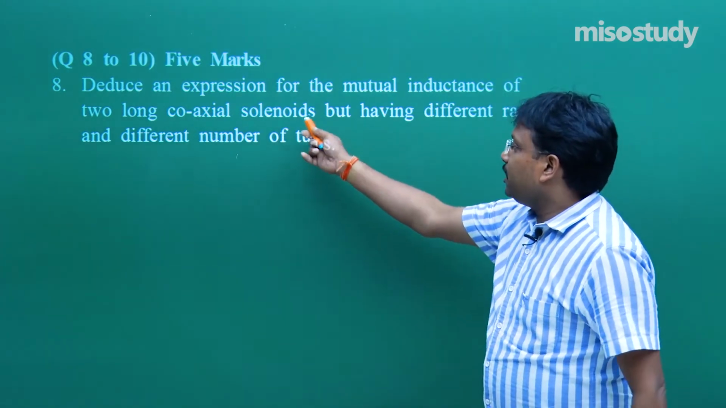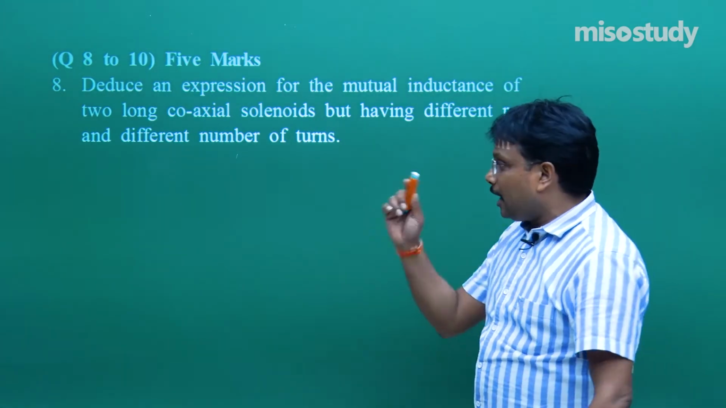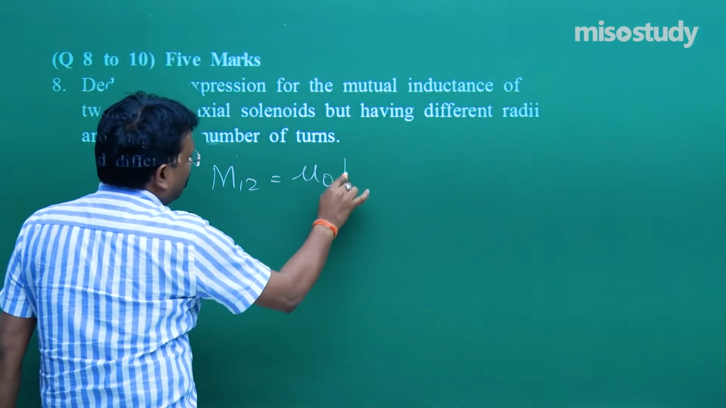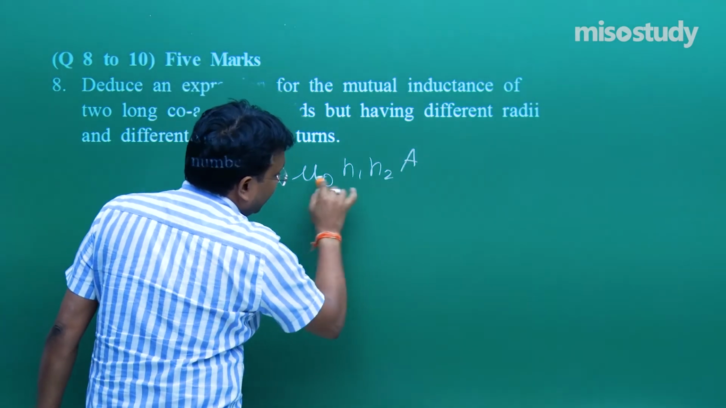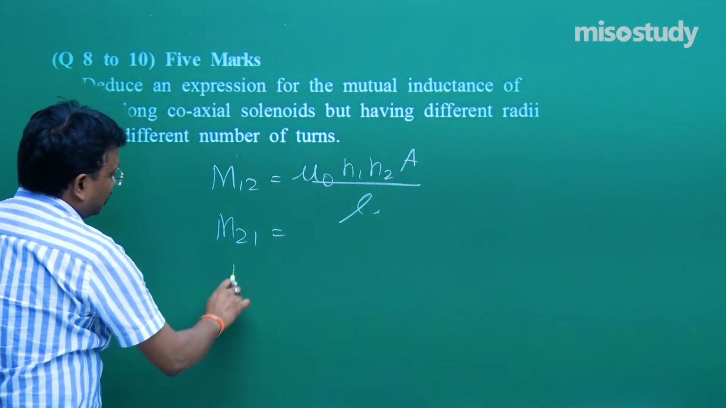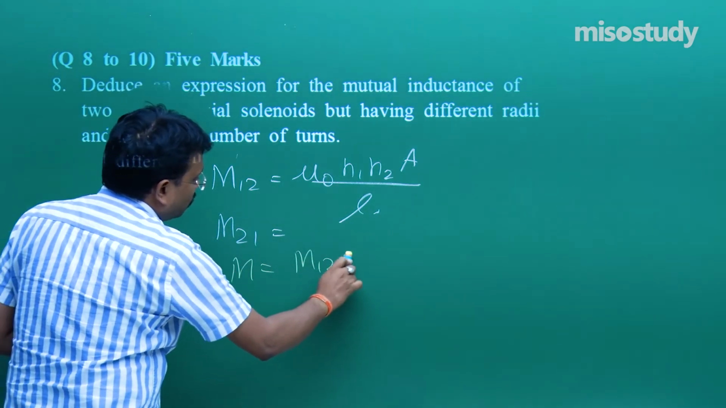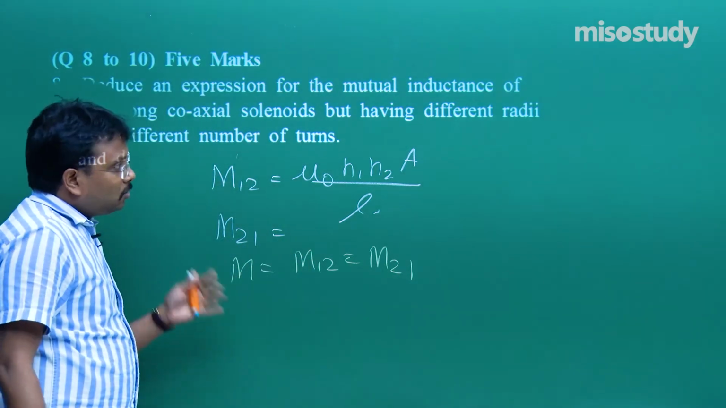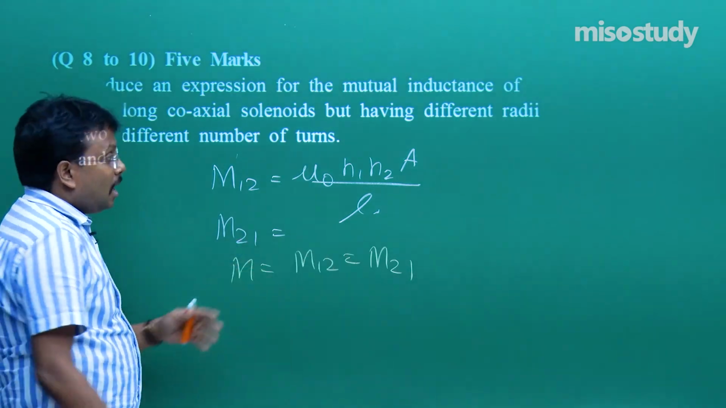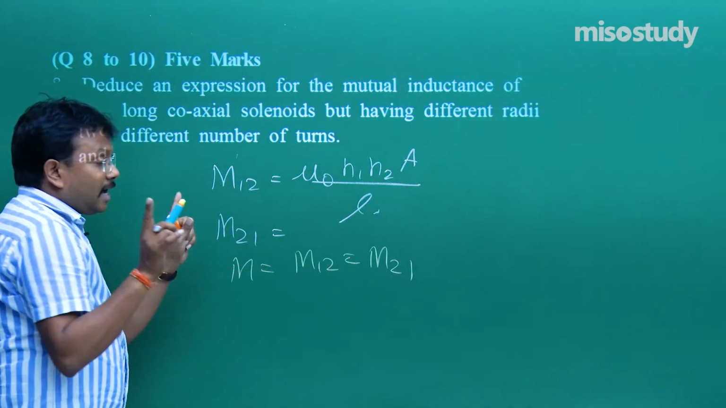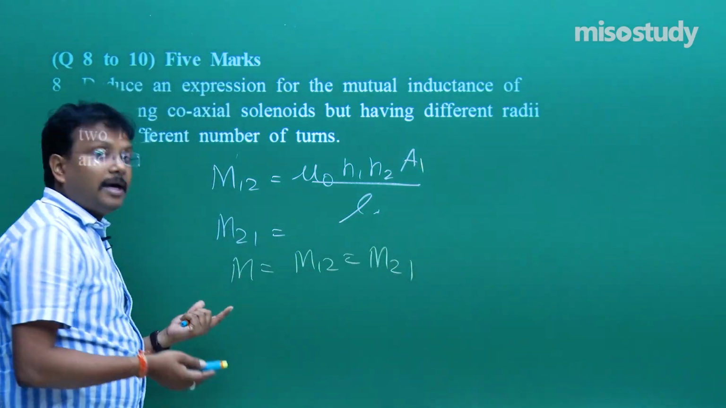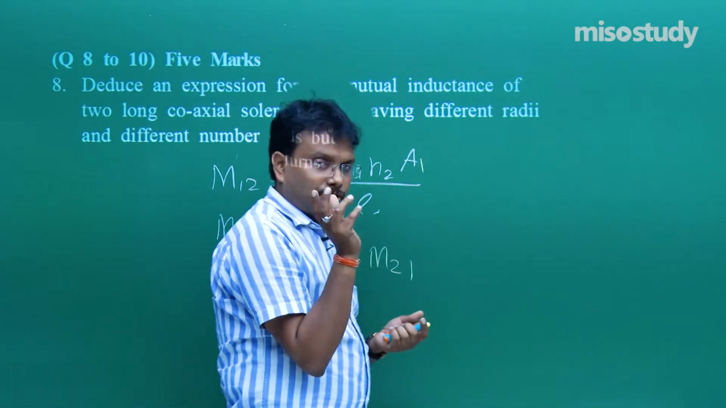Fine. So in this I specifically mentioned, with the help of a diagram, this type of relation: M12 is equal to mu naught N1 N2 A by L, then M21 is equal to the same relation, then M is equal to M12 is equal to M21. All those students who are regularly watching our videos will say, oh, it's so simple. Here the only change is, because I assumed both the radii same, here it is changed, so it is A1 and next is A2. This is the only difference, a slight change, nothing else. Fine.